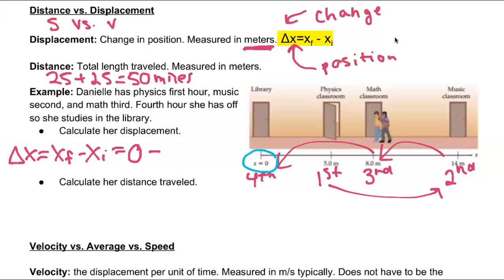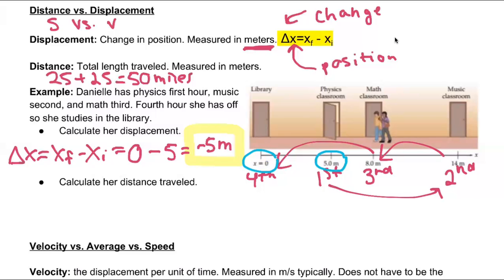Now initially, she starts at the physics classroom, which was located at 5 meters. So I'm going to say 5. So if I do 0 minus 5, she has a total displacement or change in position of -5 meters. The negative is allowed because she's going to move backwards 5 meters. And we can look at this as she starts here, and when it's all said and done, she's going to end here. The difference between these is -5.